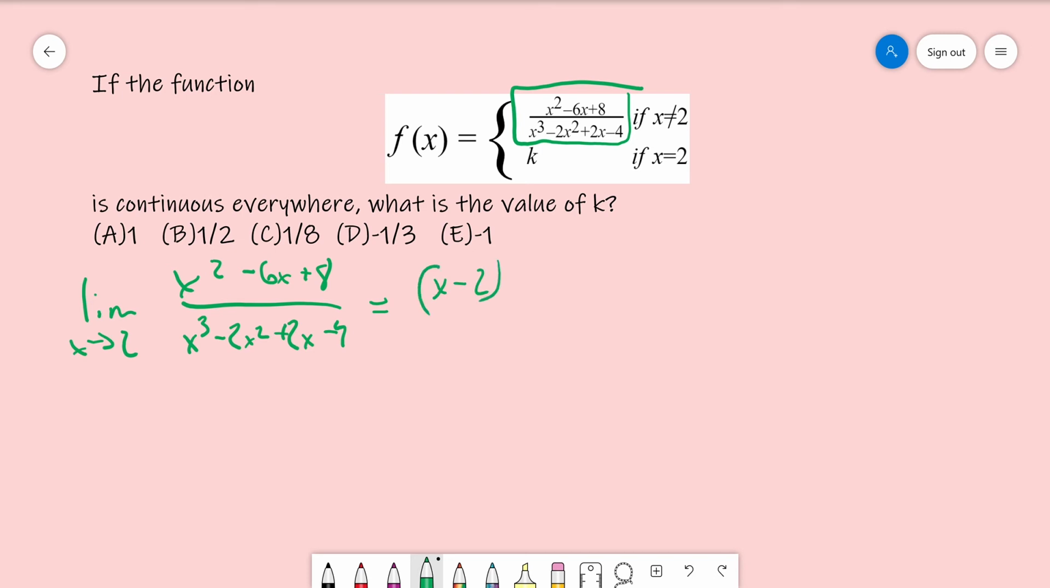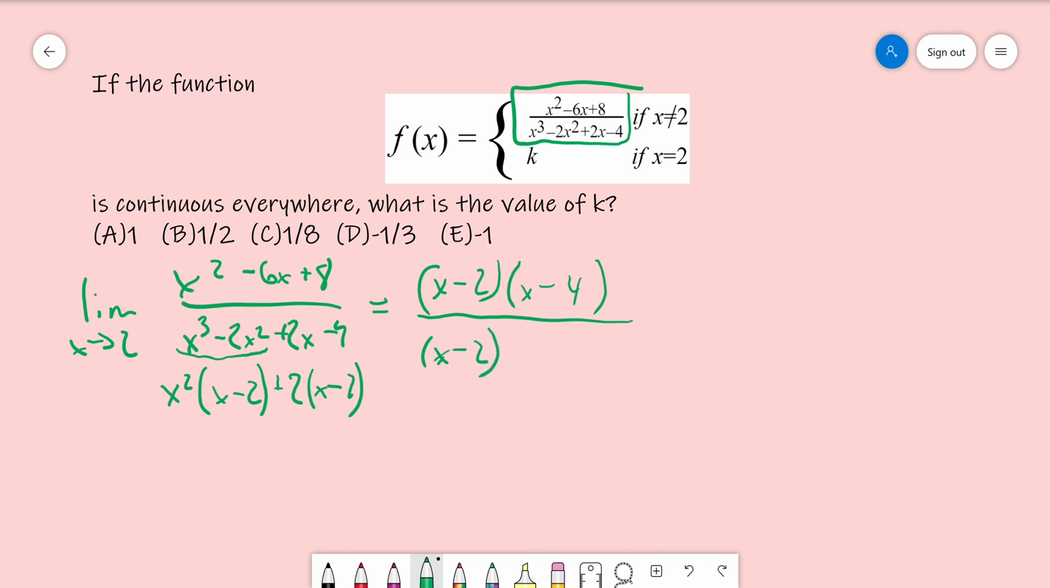Does x minus 2 factor out of x squared minus 6x plus 8? I think it does, because we can write x minus 2 times x minus 4. Yeah, and that'll give us negative 6x in the middle. And then in the denominator, well, one way to factor this is to say x squared times x minus 2, that's this part right here, plus 2 times x minus 2. So we can actually factor out that x minus 2, and then we'll get x squared plus 2.